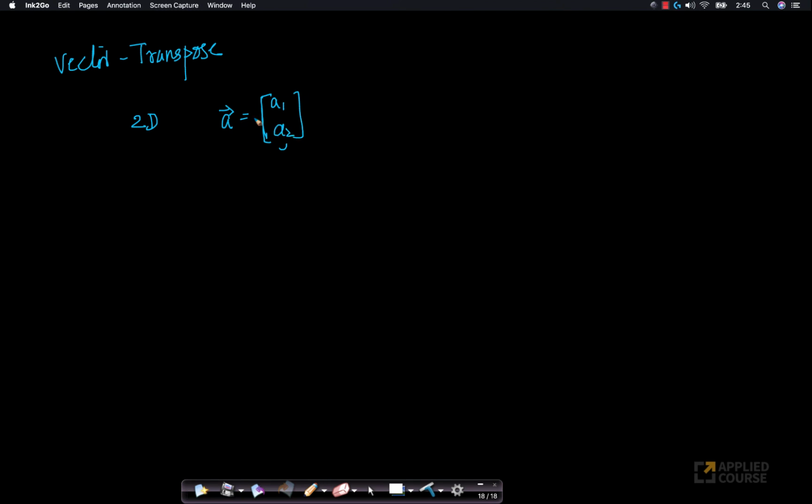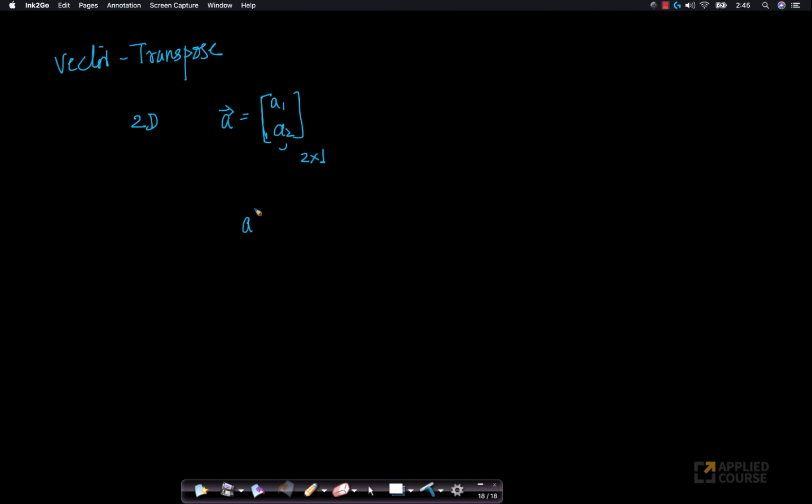So if you think about this vector in terms of a matrix, this matrix has two rows and only one column. So the order of this has two rows and one column. That's what this vector A is.